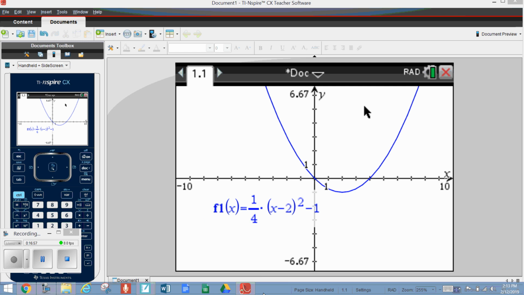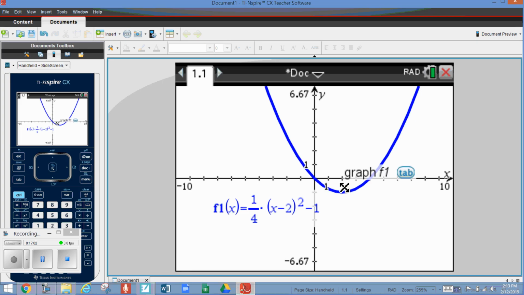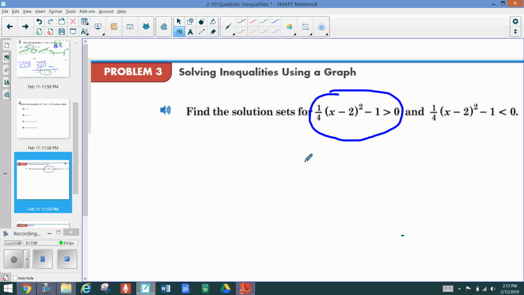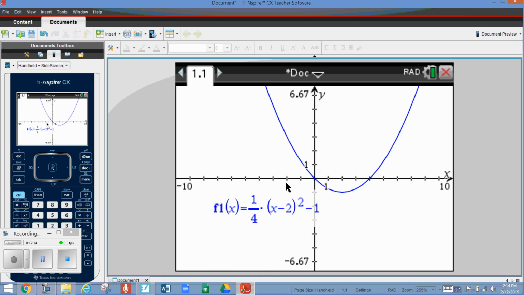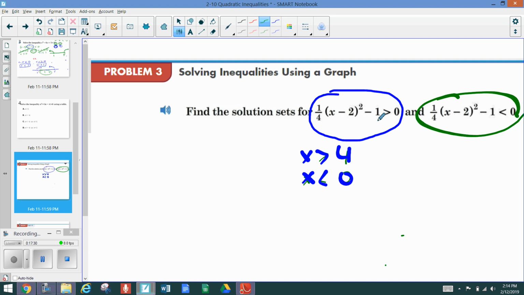Let's go back there. So what were the numbers? Here. Which ones are positive? 4, 5, 6. So that means x is greater than what? 4. X is greater than 4 and x is less than what? Less than 0. So actually this one is supposed to be blue and these are supposed to be green. Less than 0.